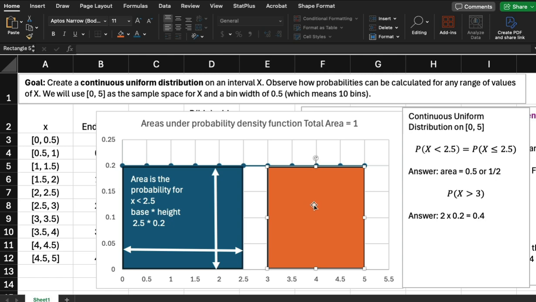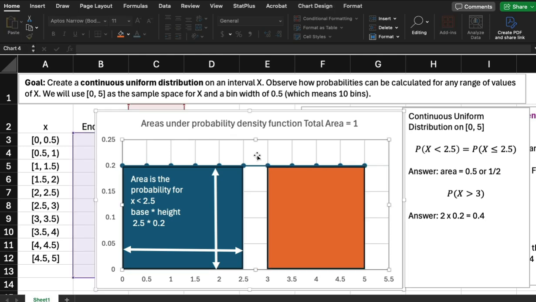In the next video, I'm going to show you how to actually create a grouped frequency data table for this particular distribution, and that might help to clear up some of the confusion about the differences between a continuous random variable and a discrete random variable. But hopefully this helps you to understand some basics of what the continuous uniform distribution is all about.